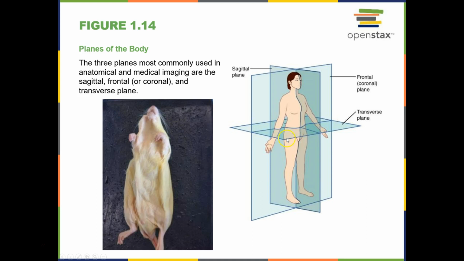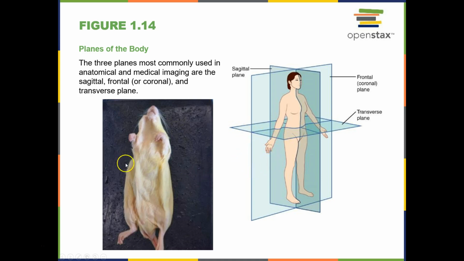The transverse plane cuts into a superior and inferior section. So superior is going to be above or closer to the head, inferior closer to the tail. And this is also known as a cross section. So a lot of our organs are made into cross sections, so you can look at them.